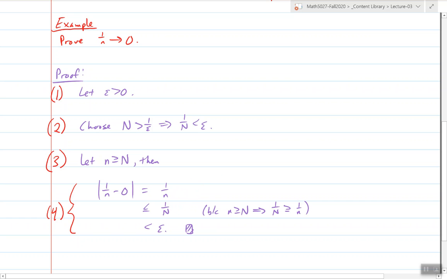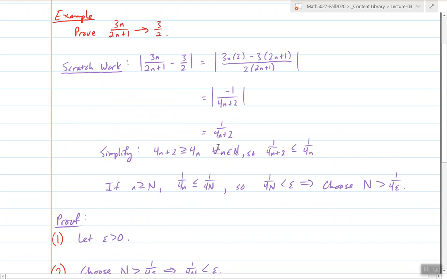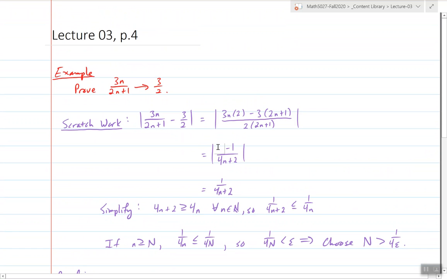And then you'd say, well, then how do I choose the capital N to make 1 over n less than epsilon? Well, you just do some algebra, move things around in inequalities, and you realize you have to choose capital N greater than 1 over epsilon. So very simple problem. I showed the details on a different example. 3n over 2n plus 1 converges to 3 halves. So a little bit more complicated. So I show the scratch work.